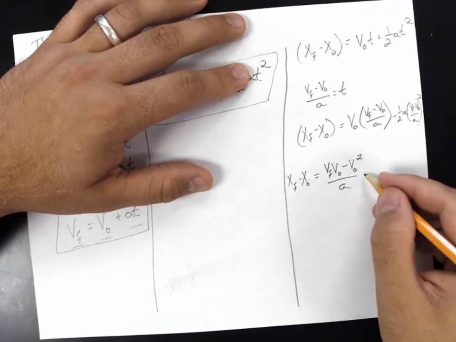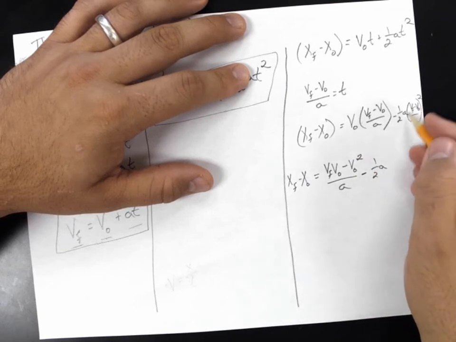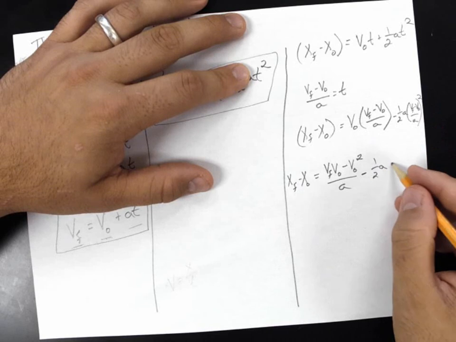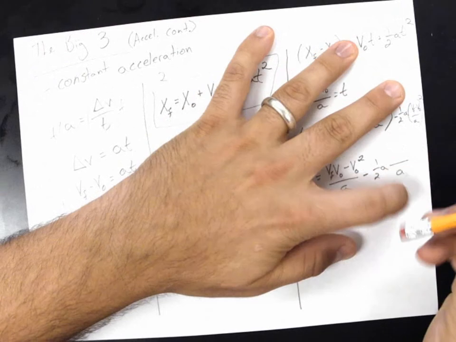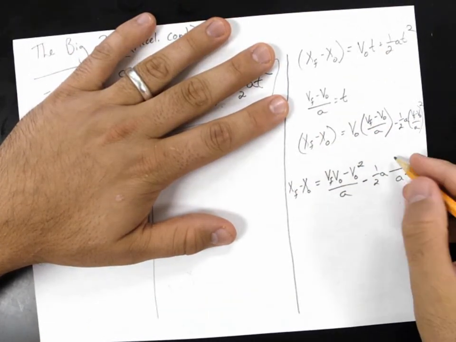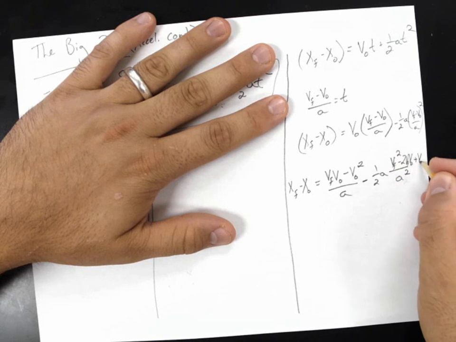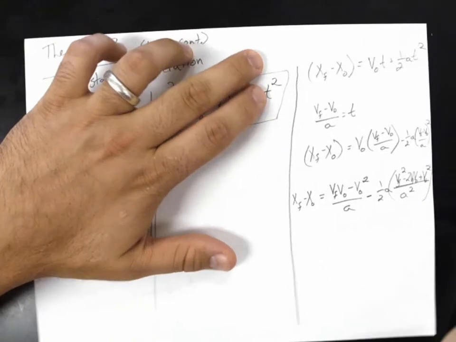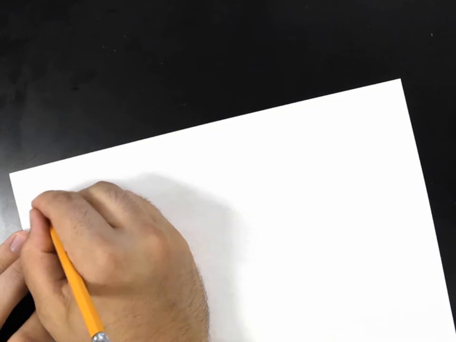Okay, there's that. Minus 1/2 times a times this whole thing squared. So we've got a squared on the bottom. And then on top, if you square that, that's a polynomial. It'll end up being vf squared minus 2 vf v initial plus v initial squared. All right? Now you may be saying to yourself, you ran out of space. Well, guess what? Not for long. Okay, here we are.